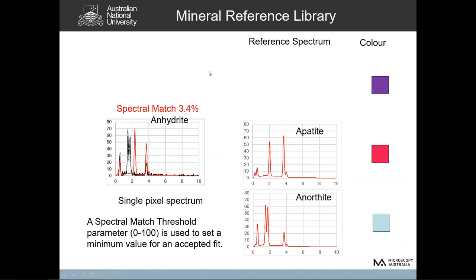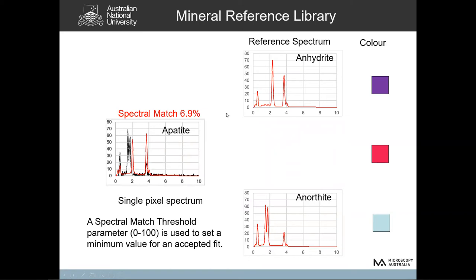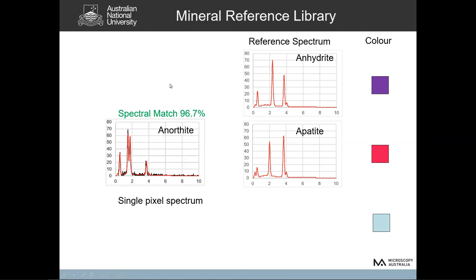If I now go to apatite, we again get a spectral match, and it's only 6.9%, well below the 90% required. We go to our final entry in our library, and we get a much higher match, and you can sort of already visualize that it's a pretty good match, and it's matching at 96.7%. So that's above our threshold. In this case, this would be considered a match, and that pixel would be colored according to the mineral that it's matched with. In this case, that pixel would be colored light blue.